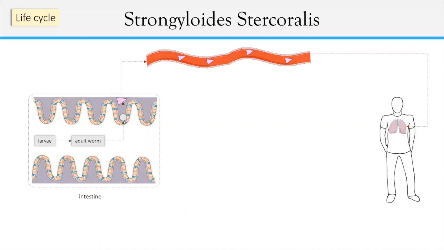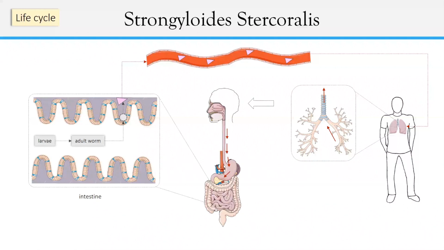And then this infectious larva will migrate through blood circulation again into the lungs, and from the lungs, the next portions of the larvae will migrate through the bronchial tree, through the trachea, into the esophagus, and then again into the intestine, and this round from intestine into the lungs and from lungs into the intestine may happen again and again and again.